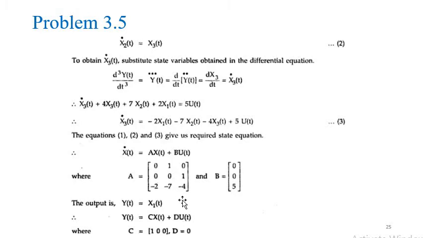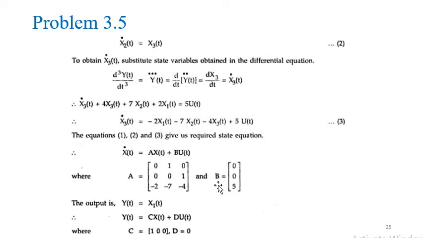Just to confirm the equations, the first equation was x1 dot is equal to x2 of t. That is why the second element is 1 and all the other elements are 0 in that corresponding row. Similarly, x2 dot was x3, so you can see that the first two elements are 0 and the last element is 1, corresponding to x3. And the last equation was x3 dot, where the coefficient of x1 was minus 2, the coefficient of x2 is minus 7, and the coefficient of x3 is minus 4, all written here.